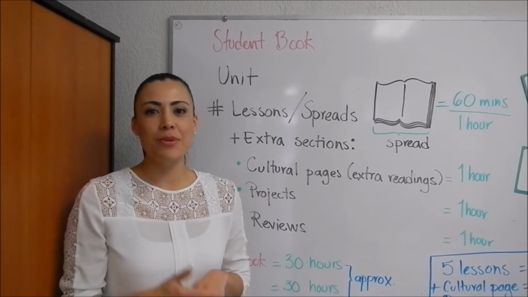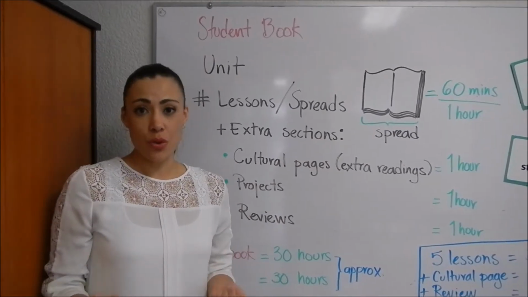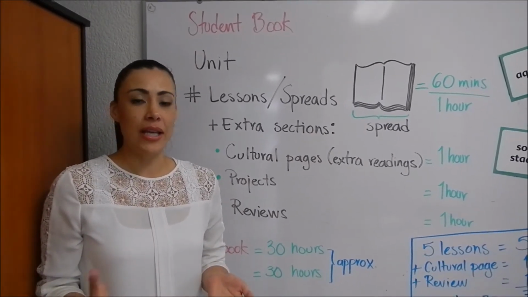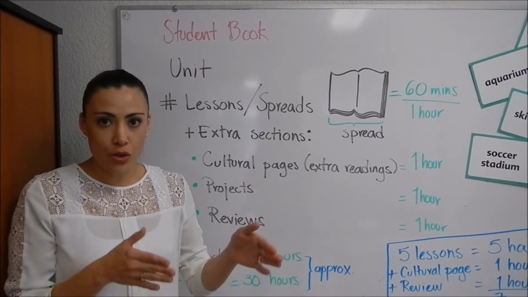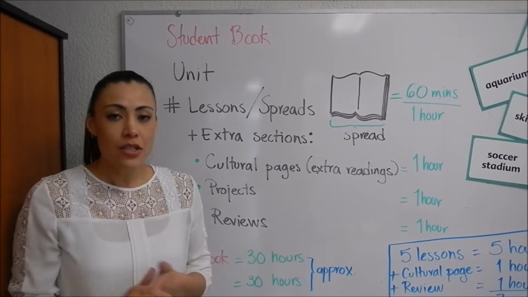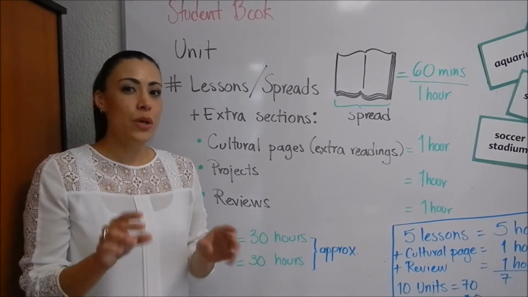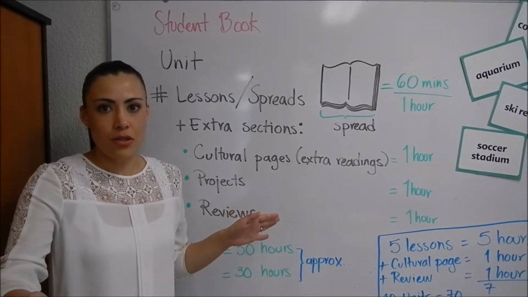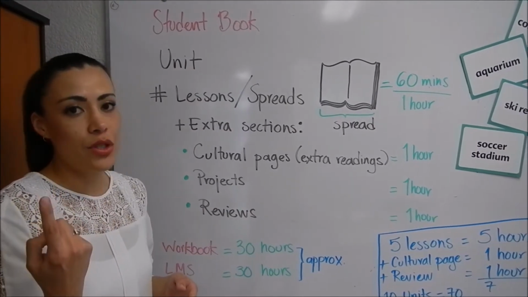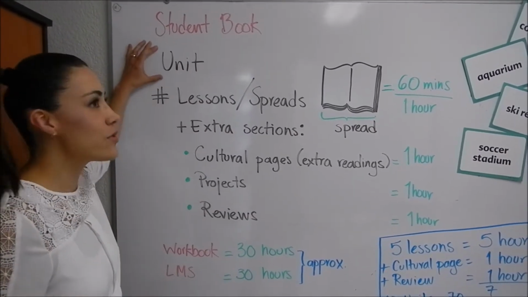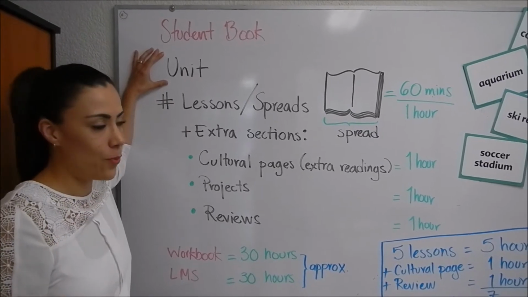Number 2, distribution of contents. Make sure that the series you are evaluating goes along with the teaching time you have per course or per term. For doing so, we're going to give you some quick steps so you can do it by yourself. In the first place, you have to take into consideration one of the student books, and then you have to take one unit as a sample.